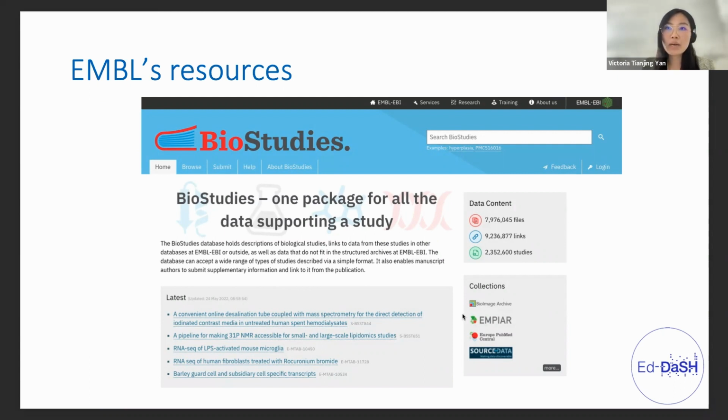And one specific one that might be relevant for those microscopists or image analysis researchers is the BioImage Archive. I also heard of success of people depositing very interesting data types like volumetric data. It also worked. Yeah, so this is one of them.